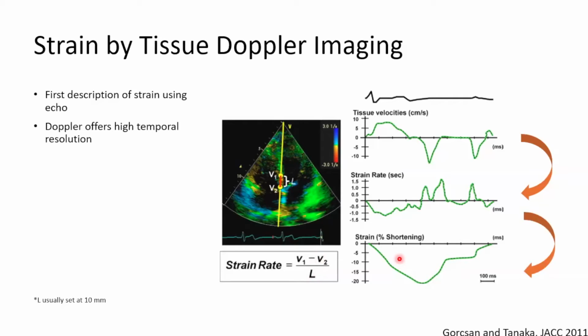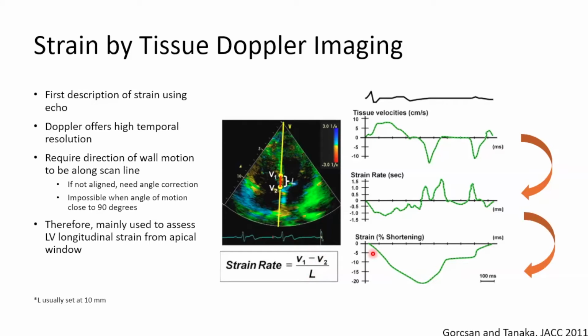The main benefit of TDI is that it has very high temporal resolution. Of all the techniques, compared with speckle tracking, TDI actually has the best temporal resolution. However, it was very dependent on angle, because you had to make sure your scan line, your ultrasound beam, was scanning across the motion of the myocardium that you were looking at. If you were looking at longitudinal motion, you had to scan, obviously, as parallel to the motion of the myocardium as possible. If you were not aligned, you needed to perform angle correction. If you were at 90 degrees, it would be very tough to get any appropriate strain value.